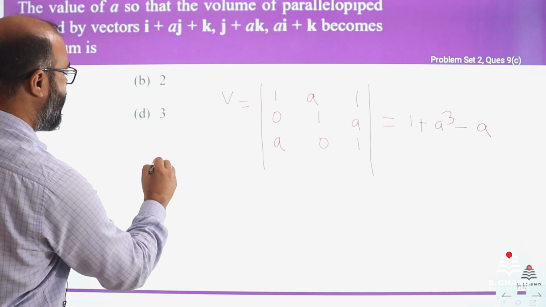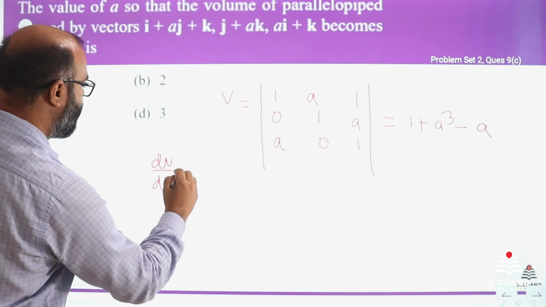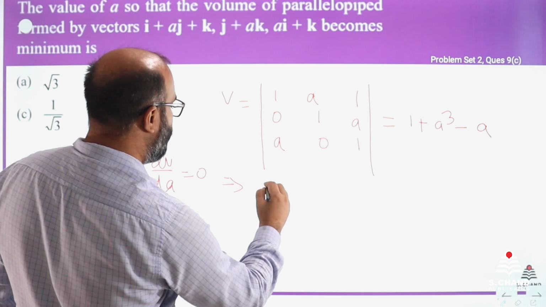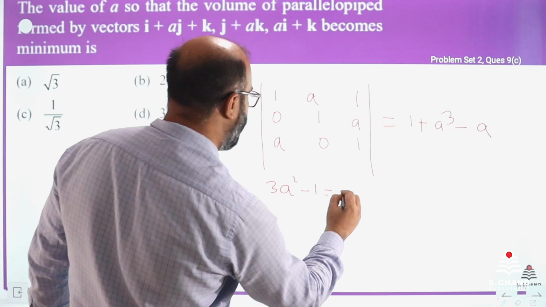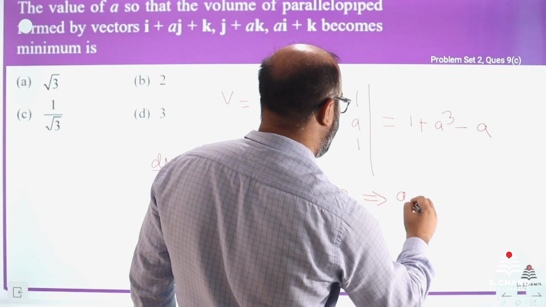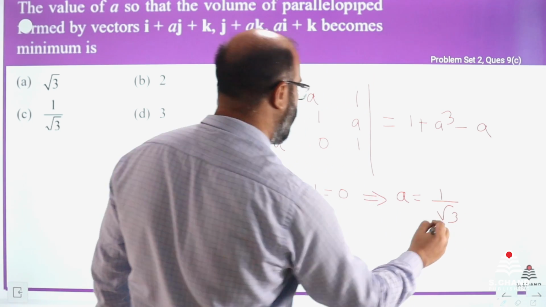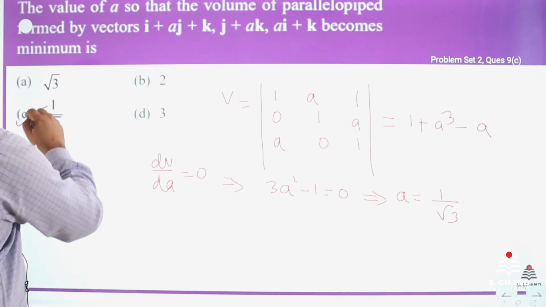Now this is minimum, that means dV by dA is equal to 0. So this would mean 3A square minus 1 equal to 0. A is equal to 1 upon root 3. So the value of A is coming out to be 1 upon root 3.